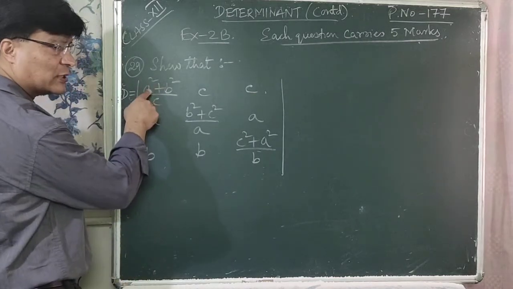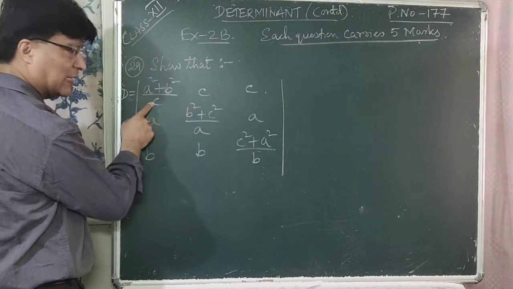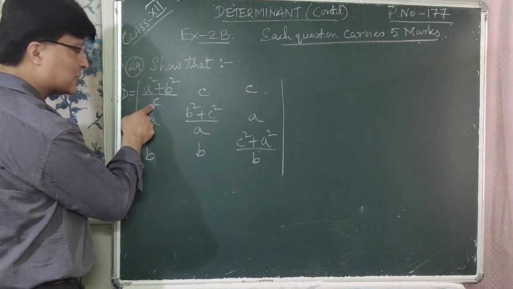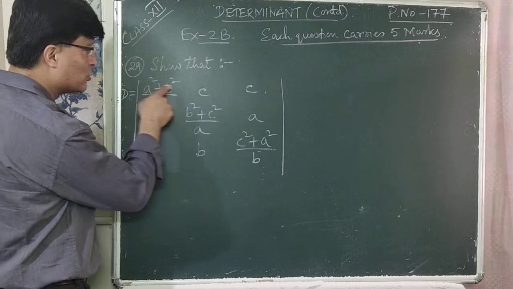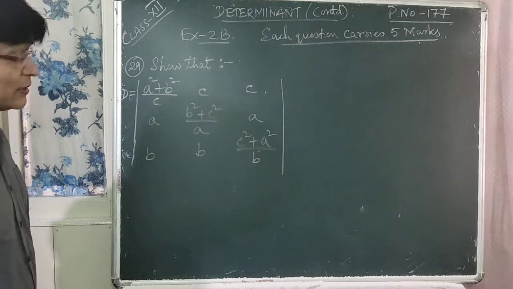In the first row, we have a square plus b square by c. Let us cancel this c. If you want to cancel this denominator c, you should multiply it by c. If you multiply the first term by c, you should multiply the second term and third term by c as well. Isn't it?